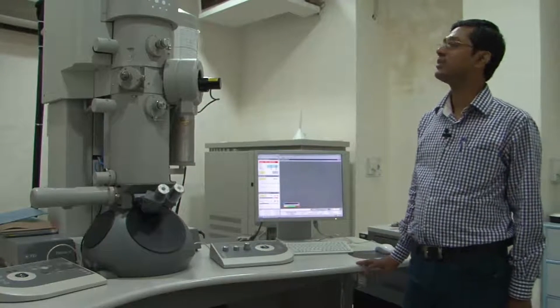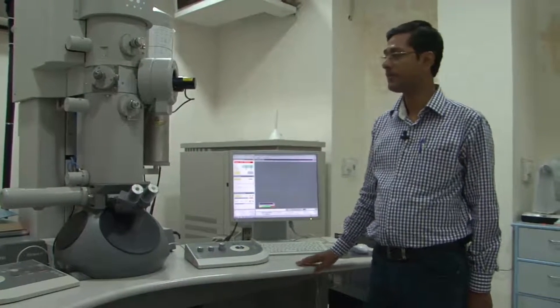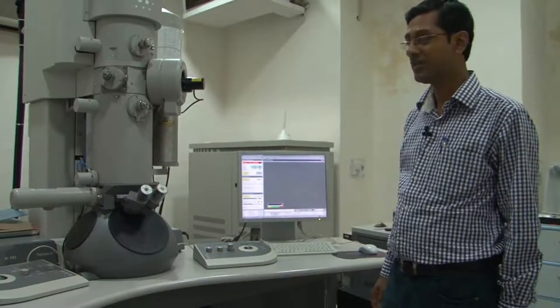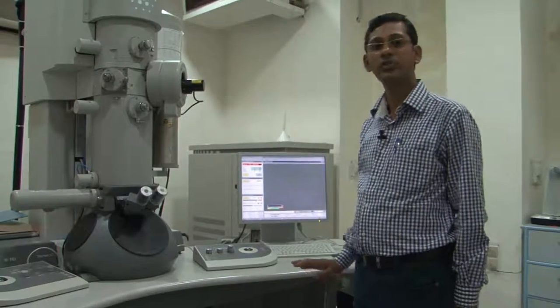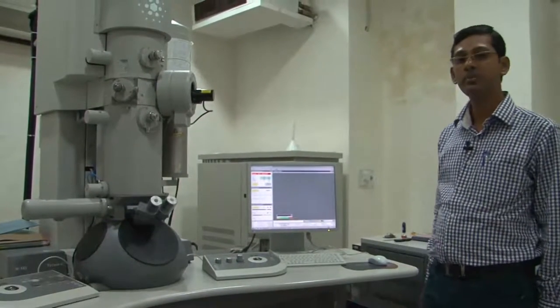This microscope is housed in the Department of Material Science Engineering of IIT Kanpur. We have been using this microscope for the last 5 years. So I am going to show you first the actual microscope, the different parts of the microscope, and then describe how we can use it.